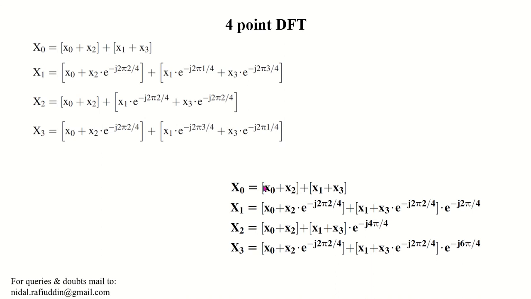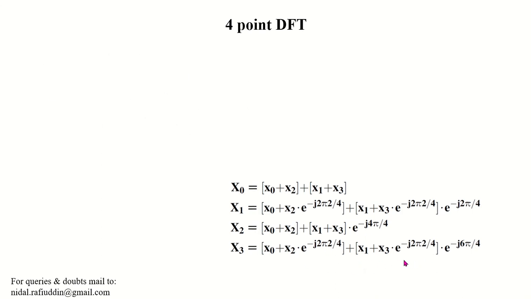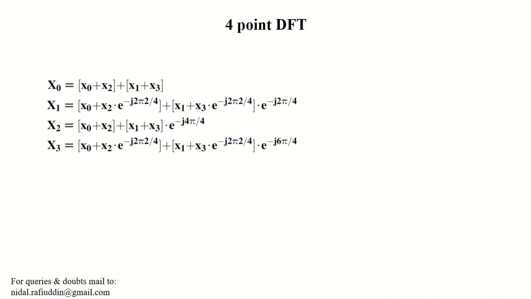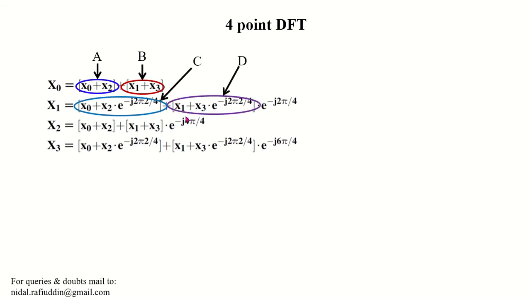So we notice that x0 plus x2 is present here, x1 plus x3 is here, x0 plus x2 e raised to power minus j 2 pi 2 by 4 is here and here as well. This term is here and is also present here. So we assign certain terms like a, b, c, d, and we call this x0 plus x2 as a. So let us assume this as a, this as b, we assume this as c, and this as d. So now we'll try to represent each of these expressions, the set of equations given here, in terms of a, b, c, d, just to make things simpler to look.